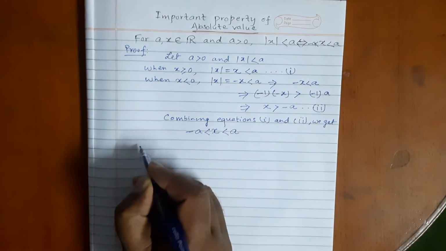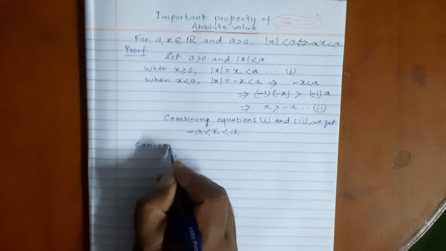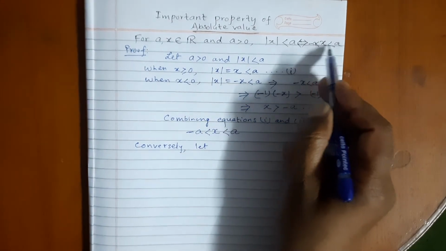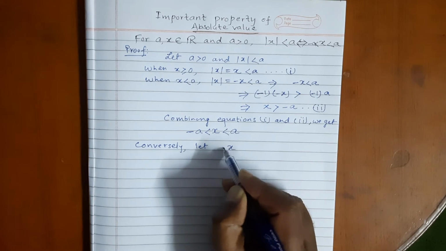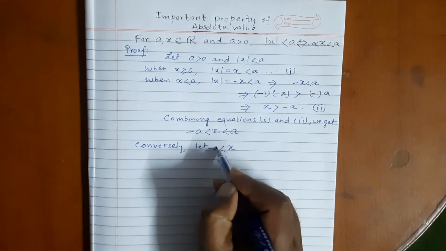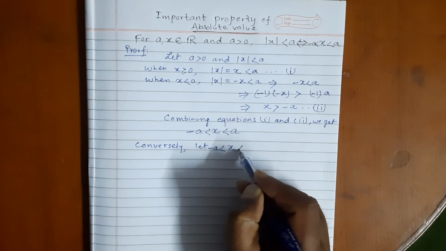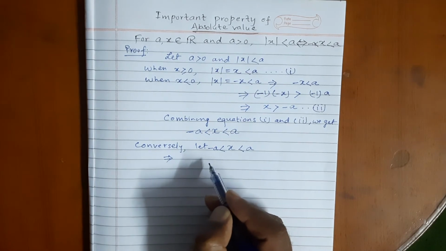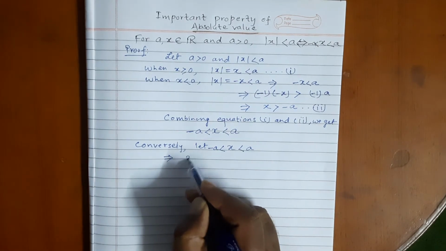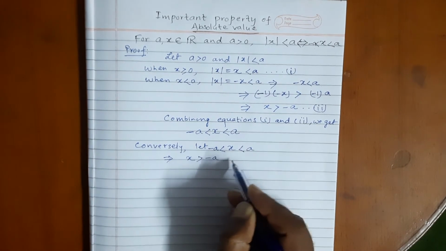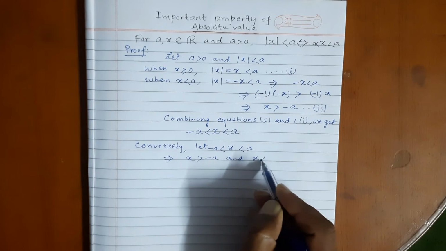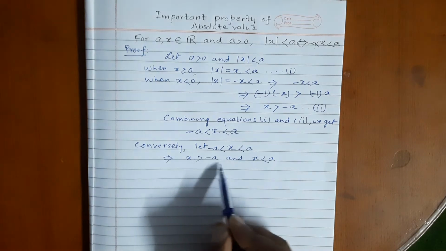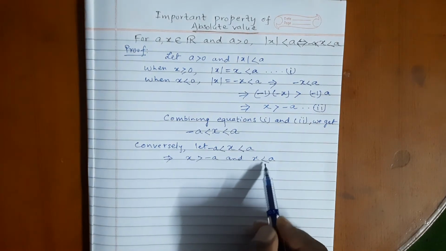And now conversely, let us suppose x is bigger than minus a and lesser than a. This implies x is bigger than minus a and x is lesser than a. If we write it separately, we can write it this way: x bigger than minus a and x lesser than a.